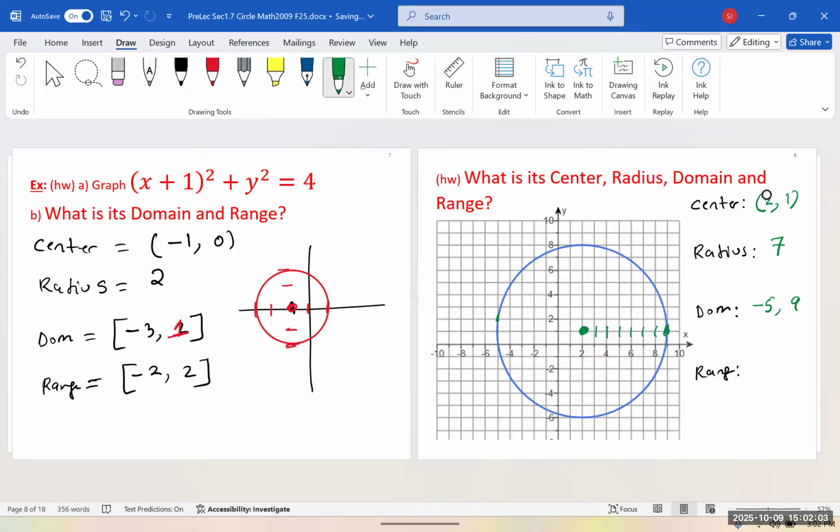And what's the boundary? Parenthesis or bracket? Bracket. You put parentheses only when you see a hole. As long as there is no hole, it's always bracket. Good, you got the domain. How about range? Range is the same thing for y. The smallest y to the largest y. -6 to +8, and the boundary is bracket. Good job, you just learned it.